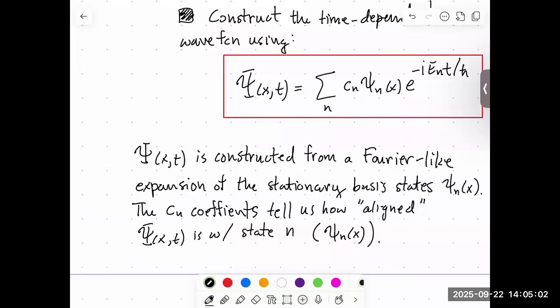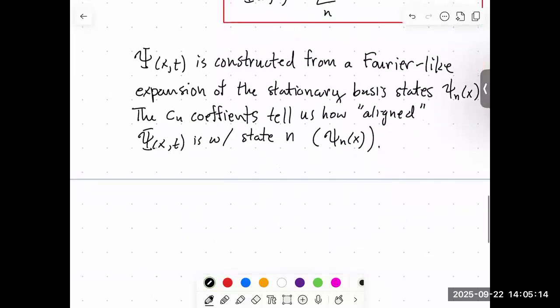What I want to do is interpret the physical meaning of these Cn's a little more clearly, and that's what we're going to start with. After we do that, we will go and tackle a new kind of problem.